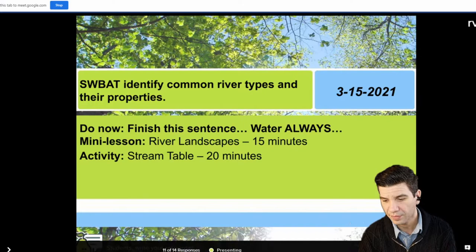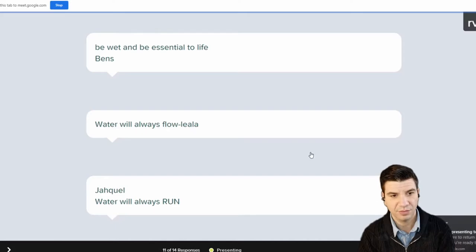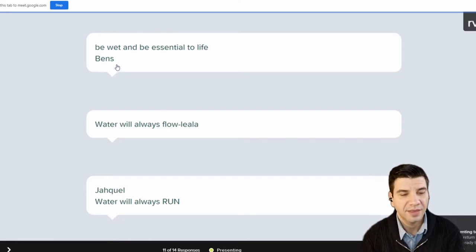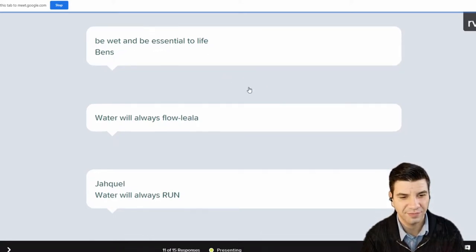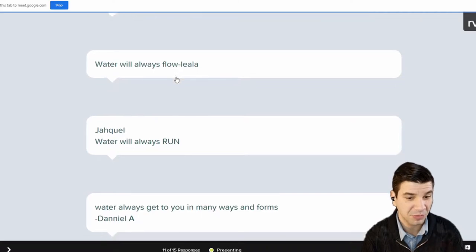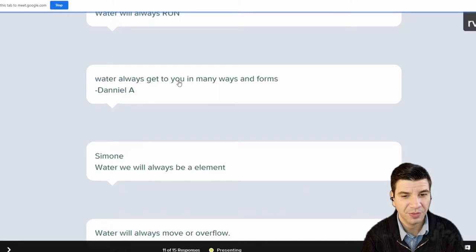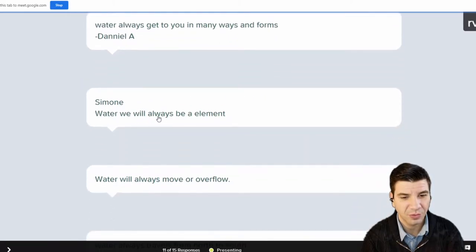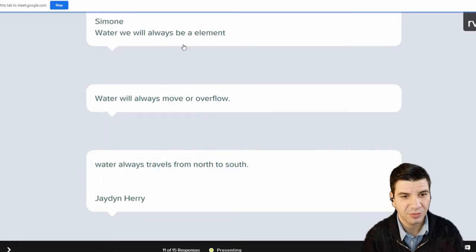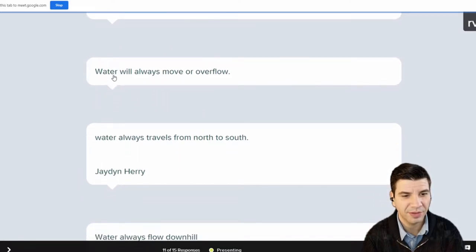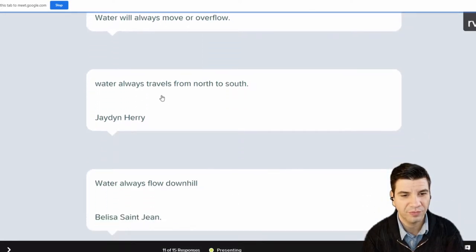Okay, that's time. Let's take a look at what people presented. Ben says water always is wet and it's essential to life. Water will always flow. That's true. Water will always run. Water always gets you in many ways, many forms. Water will always be an element. Water is not really an element, it's a compound, but I know what you mean. Water will always move or overflow. Water always travels from north to south.